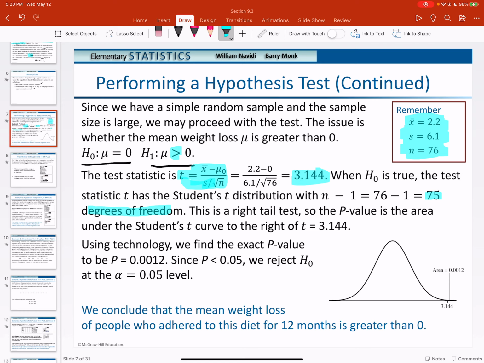What kind of test is this? This is a greater than symbol, so this is a right-tailed test. So the p-value would be the area to the right of t equal to 3.144. Using technology, that means if you have a tcdf function on the calculator, I can explain that, but we're going to find everything in a separate way, so there's really no point. But if you want to use that function, I can go ahead and show you. The exact p-value is 0.0012.